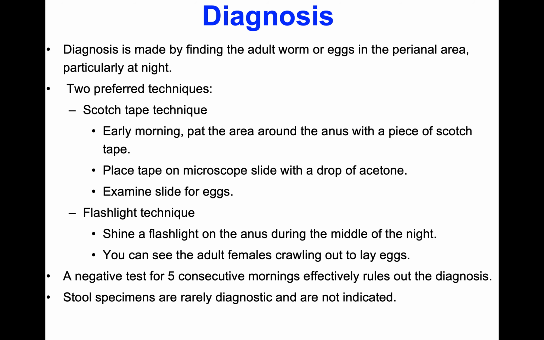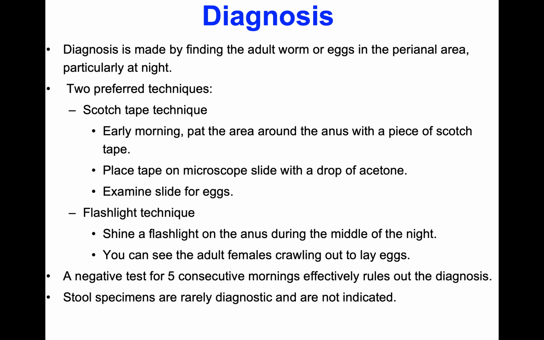So diagnosis is made by finding the adult worm or finding the parasite eggs in the perineal area, particularly at night. And there are two preferred techniques. First you can use a scotch tape technique. Every morning, pat the area around the anus with a piece of scotch tape, and then place the tape on microscope slides with a drop of acetone, and then you can examine the slides for eggs.